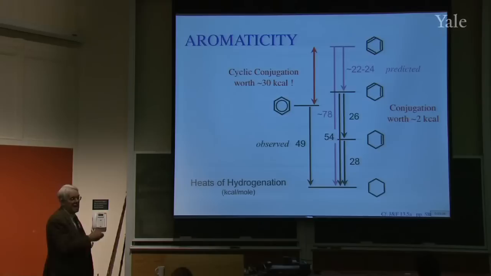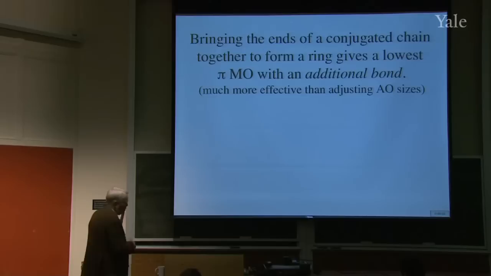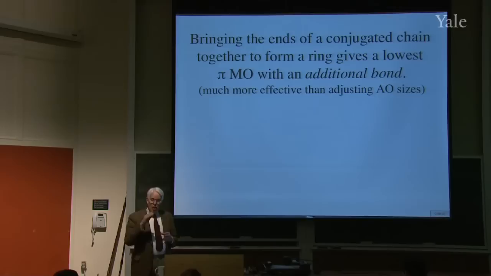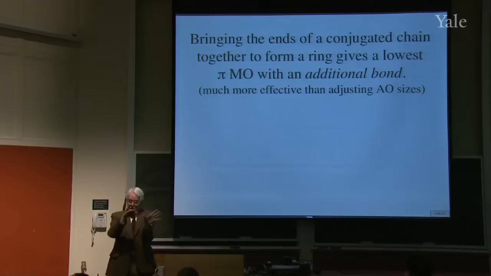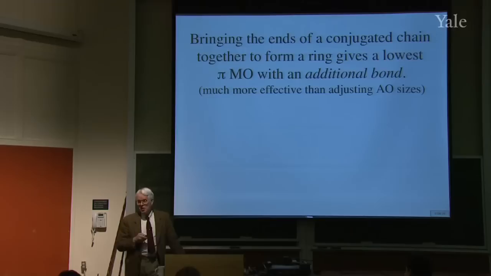Okay. Now, bringing the ends of a conjugated chain together to form a ring gives a lowest occupied orbital with another bond, right? We've got all these p orbitals in a row, remember, and we made it a little bit bigger in the middle, a little smaller on the end to optimize the overlap. But if we bring them around and touch the ends, for no additional charge, we get an extra bond here, a whole new pi bond. So that's much more effective than just these little changes that are made by adjusting the sizes.